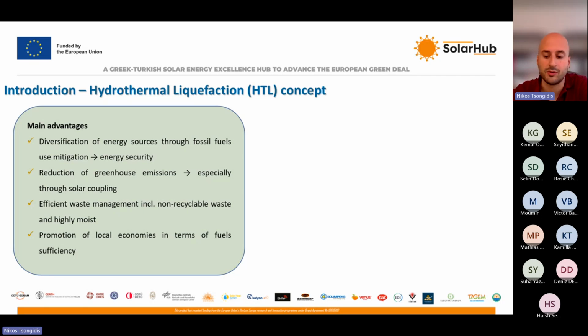Then, of course, we make use of non-recyclable waste in most cases. These are our target group and the feedstock that we prefer. So we managed to have an efficient waste management. And lastly, this kind of application can lead to local economies promotion in terms of fuel sufficiency. So in this case, we managed to have some localized production of biofuels, which can also lead to the sufficiency and self-sufficiency of these areas.